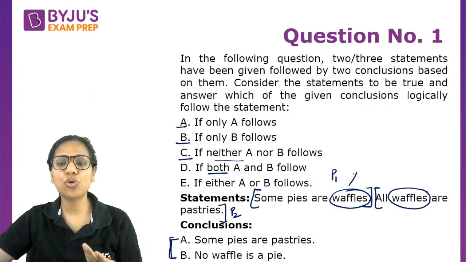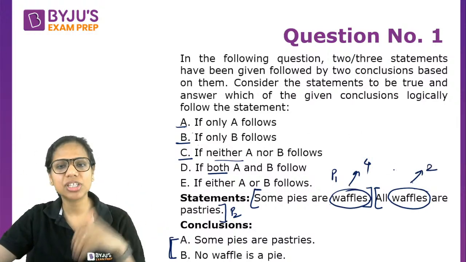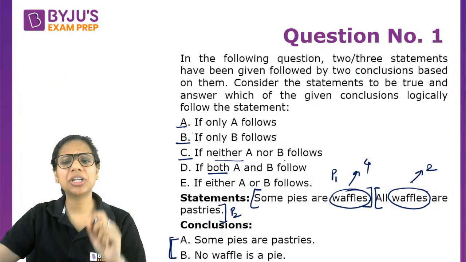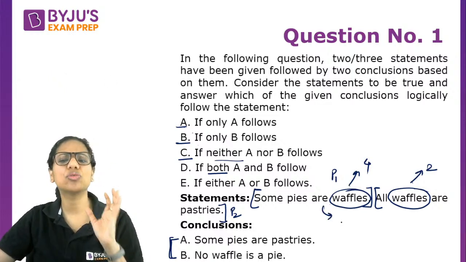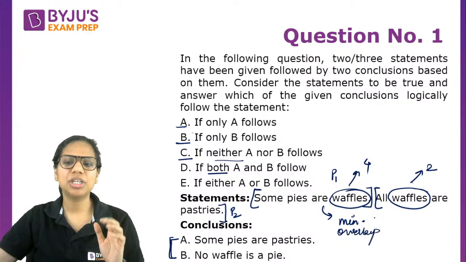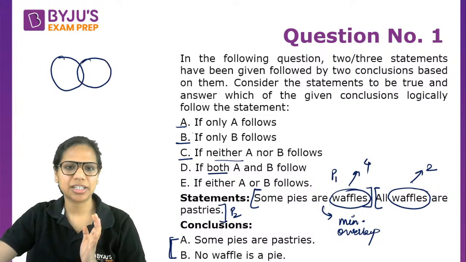Now, some had 4 diagrams, all also had 2 diagrams. Should I go about drawing, let's say, 8 diagrams and then decide? No, we don't have that kind of time in the exam, right? So what should I do? I should pick up the diagram with the least overlap. Let's choose the minimum overlap diagram for each. Which one had the minimum overlap? This one, right? There is just a part that is intersecting.